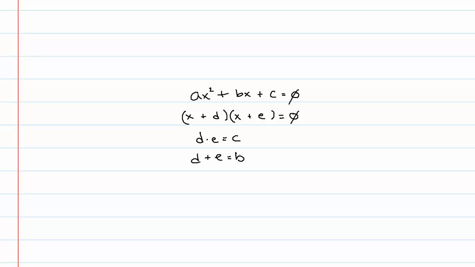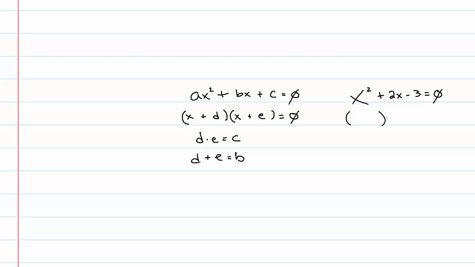This may look like a substitution problem, but if you try to substitute for one variable, you'll just end up with ax squared plus bx plus c. So we'll need to do some guess and check here. Our first example, x squared plus 2x minus 3 equals 0. What are the zeros?